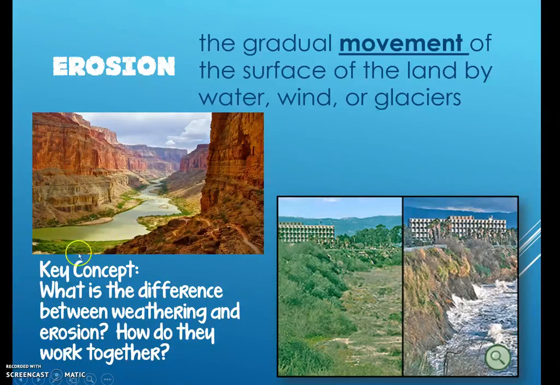So as I was just talking about, a key concept in this lesson is the difference between erosion and weathering and how they work together. And as I mentioned, weathering is the breaking down of rock, which will come first, and then erosion is the movement of that rock. So they work together and come one after another.